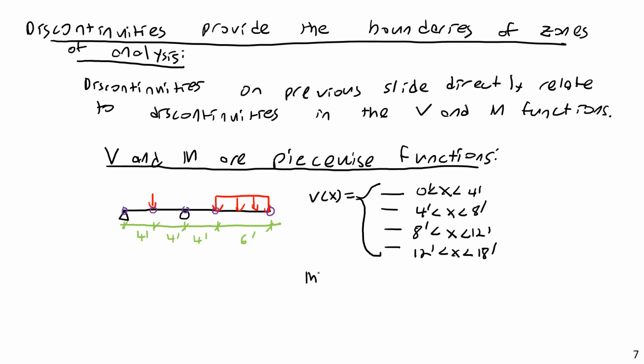And M would be the same. It's just going to be some M of x as well. They would not be the same functions, but there would be some V of x and some M of x, and they would all share the same boundaries. So your shear and moment end up being very different equations, but they have the same boundaries. I frequently refer to these as zones of analysis. For this particular beam, we would have 1, 2, 3, 4 zones of analysis.